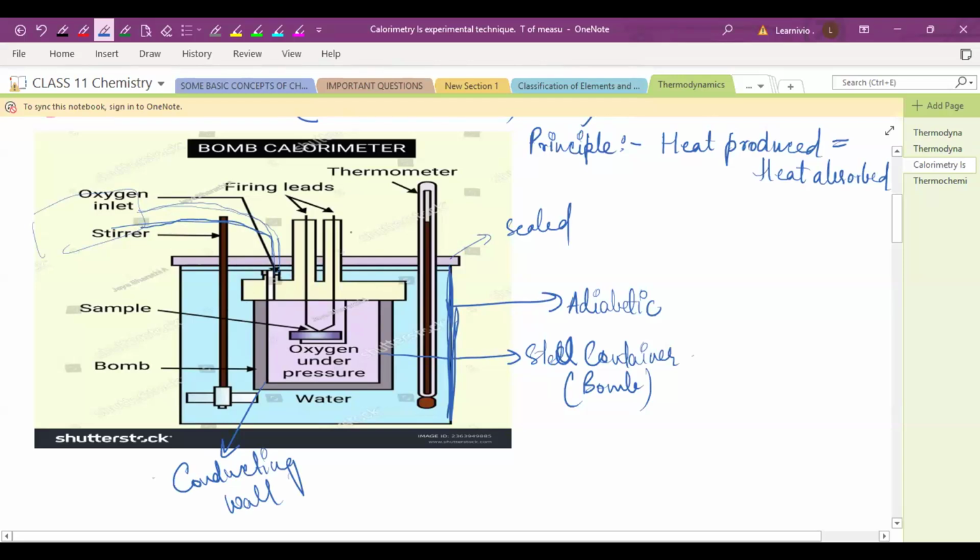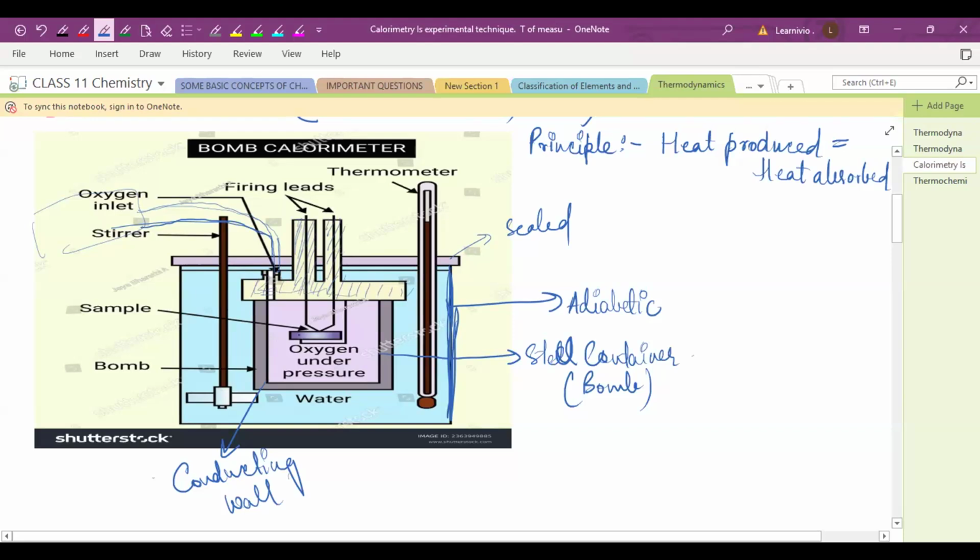Now see, you can see there are two firing leads over here, these two leads. This whole setup is sealed. It is properly sealed. Don't think there is a space. There is no space, matter could not enter from here. All are sealed. Only these two firing leads are there.